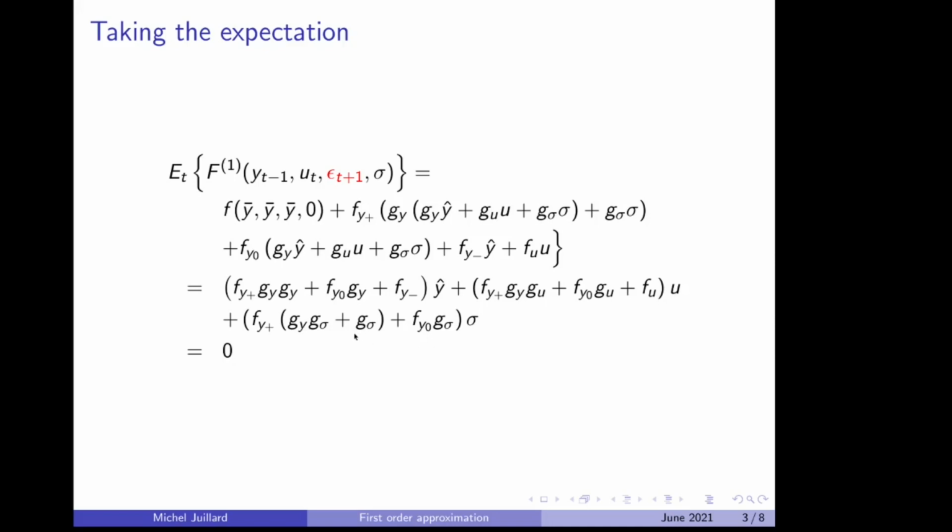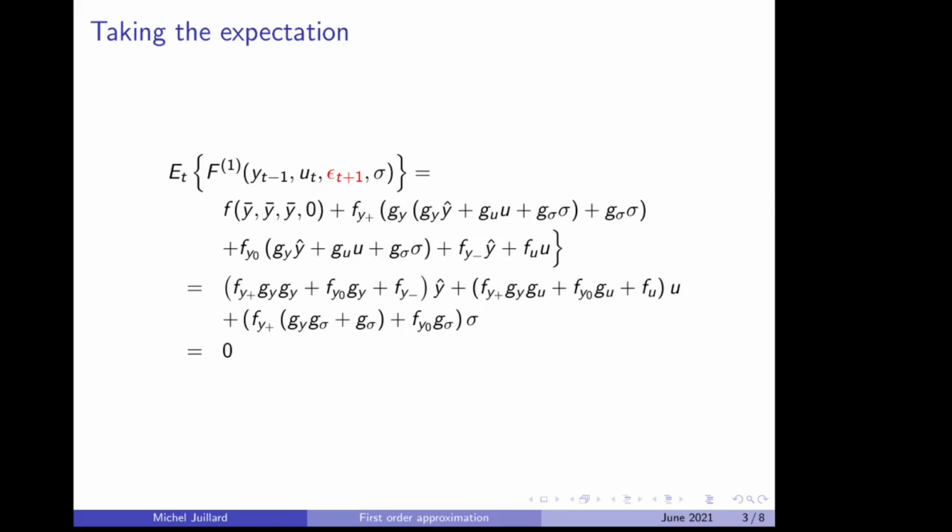Of course, you realize that the only way to solve this equation for 0, equal to 0, is that the first derivative, the first parenthesis, is equal to 0, and the second and the third. And from the fact that these three parentheses must be equal to 0, we hope to gain enough information to find an expression here for gy, there for gu, and finally for g sigma.